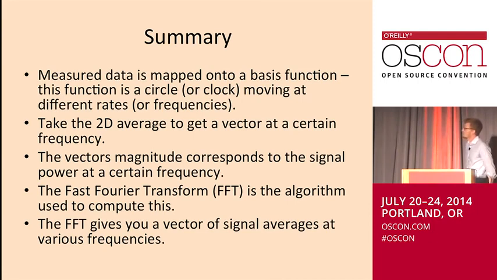So in summary, again, measured data, mapping it onto a basis function, and the basis function is a circle, a point rotating around at different frequencies. We take the two-dimensional average of all those points mapped onto that function. We find the magnitude of the vector, how long that vector is, and we save that. And the FFT algorithm is an efficient algorithm we use to compute all those values. And it gives you a vector of signal averages at various frequencies.